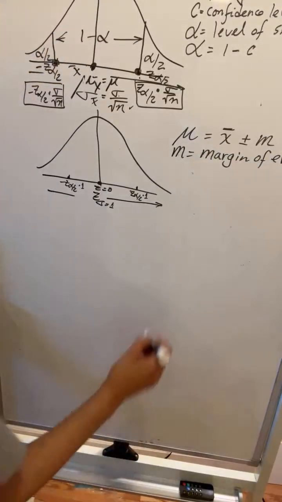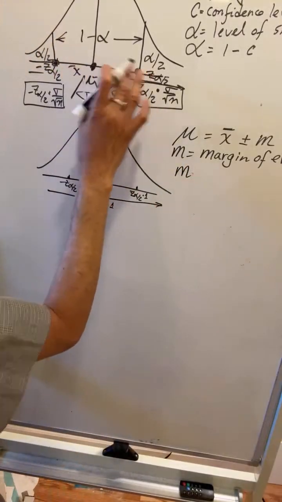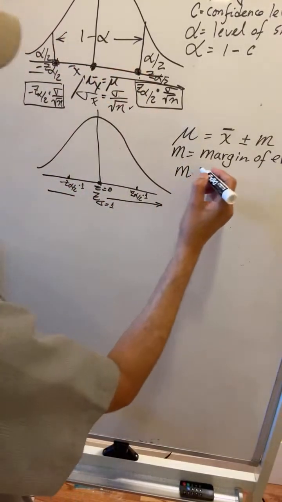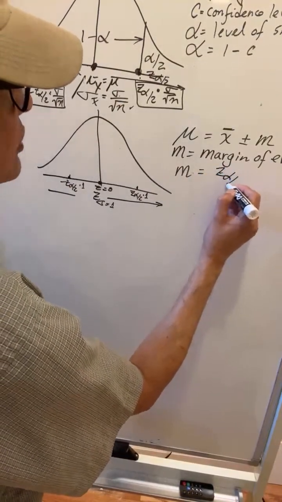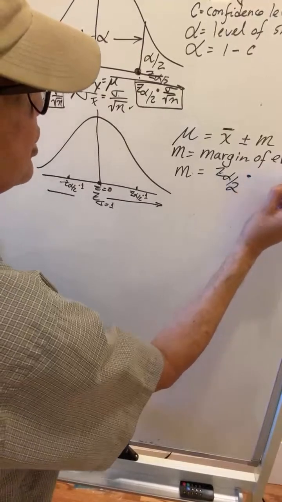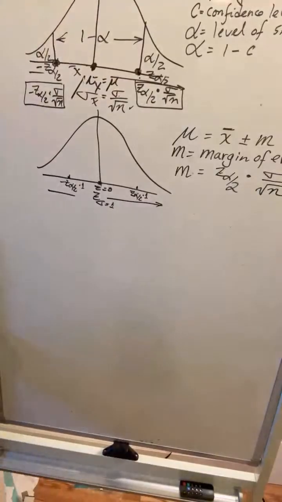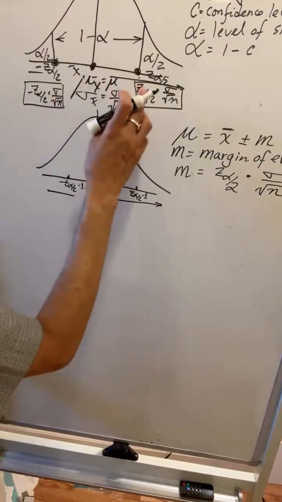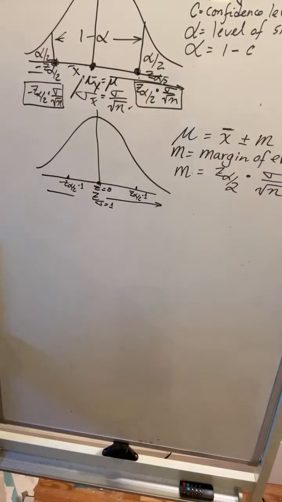Okay, and what is margin of error? Margin of error is how many standard deviations you are away from the mean, given as Z alpha by 2 multiplied by sigma divided by square root of n. Okay, how many standard deviations you are away from the mean multiplied by the standard deviation of the sampling distribution.